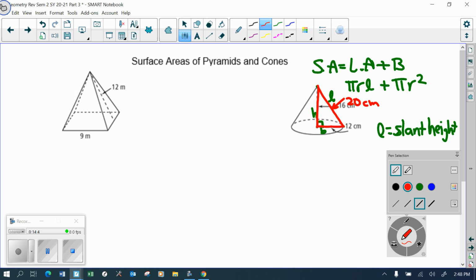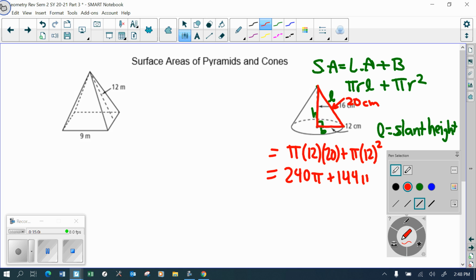So now I have all the information I need filled in. Pi r is 12, slant height 20, plus pi r squared. So I have 240 pi plus 144 pi. Add that together and I get 384 pi in centimeters squared. There's the exact answer. Again, if I want the approximate answer, I just plug it in the calculator.